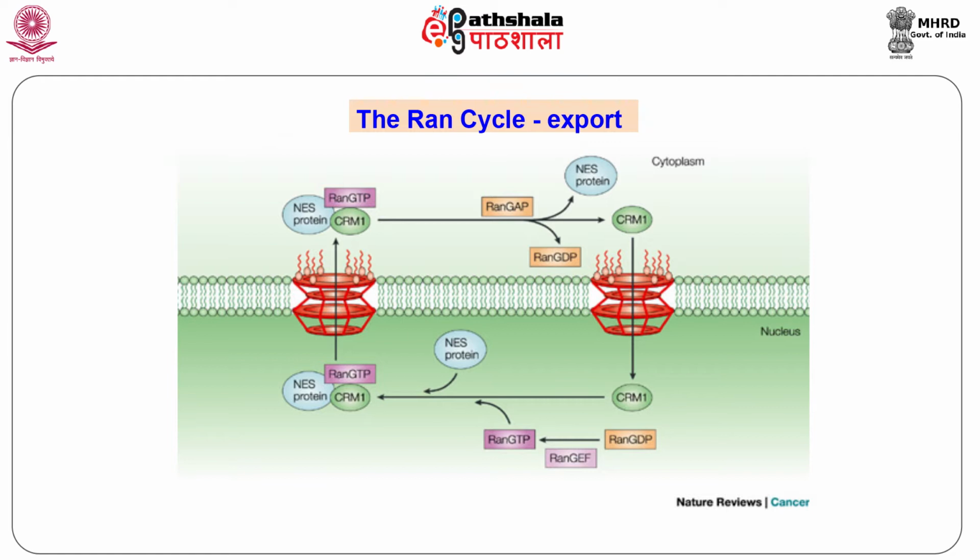So, cytoplasm shows high amount of RAN GDP. On the other hand, RAN GEF is present inside the nucleus. So, nucleus shows high amount of RAN GTP, resulting in unequal distribution of RAN GTP across the nuclear membrane. The concentration of RAN GTP determines the directionality of the nuclear transport of cargo molecules. RAN regulates movement of cargo molecules by controlling the activity of nuclear transport receptors.